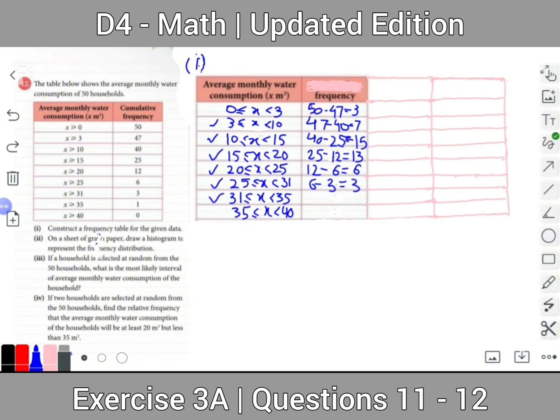To find the frequency for the class interval 31 to 35, subtract the cumulative frequency of the next class interval 35 to 40 from the cumulative frequency of the current class interval 31 to 35. So 3 minus 1 is equal to 2. Now for the last class interval 35 to 40, the frequency will be equal to 1.